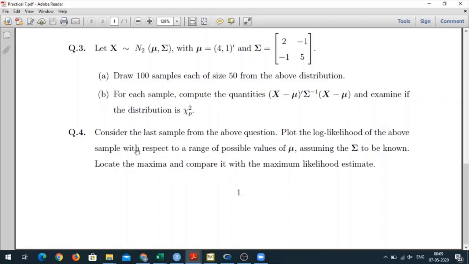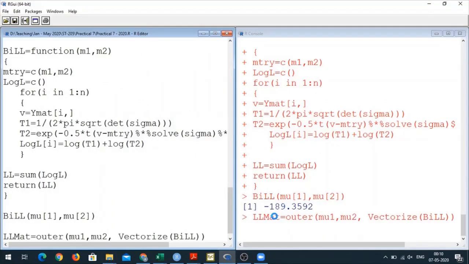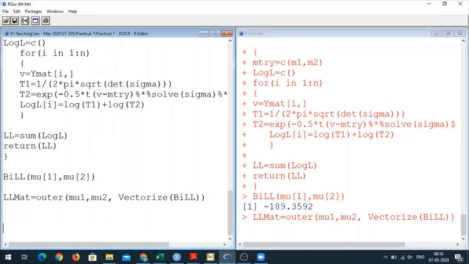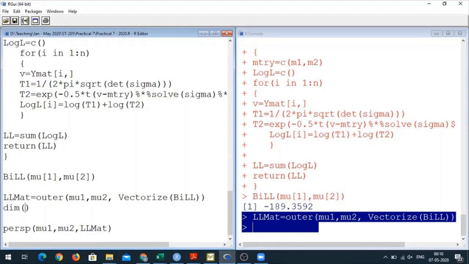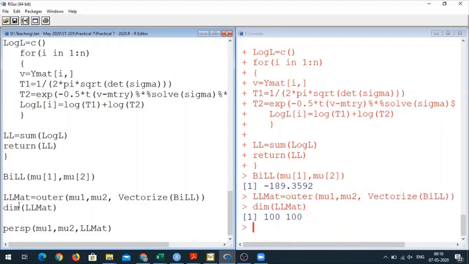Okay, so plot the log likelihood with respect to a range of possible values of mu, assuming sigma to be known. So we are computing the log likelihood. Once it is computed, we will plot it. For plotting, what we need is persp, then we need mu1, mu2 and the z matrix LLMat. Let us check the dimension of LLMat, 100 cross 100. Maybe we can view it. No, view is not going to work. It's too many.